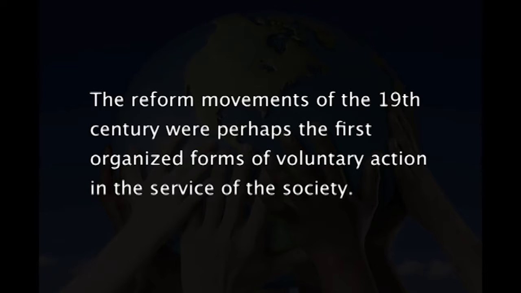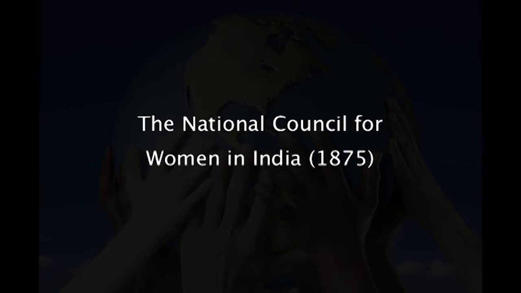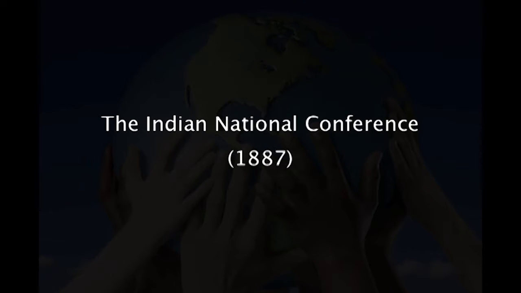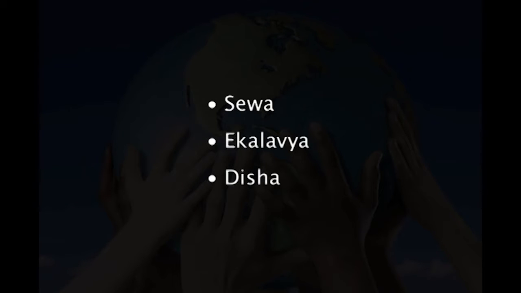The reform movements of the 19th century were perhaps the first organized forms of voluntary action in the service of the society. During the second half of the 19th century, nationalist consciousness spread across India and self-help emerged as the primary focus of socio-political movements. Numerous organizations were established during this period, including Arya Samaj in 1875, the National Council for Women in India in 1875, and the Indian National Conference in 1887. VOs, that is voluntary organizations, were also formed under the influence of the ideals of Gandhiji. A few of them are Seva, Ekalavya, Disha, etc.